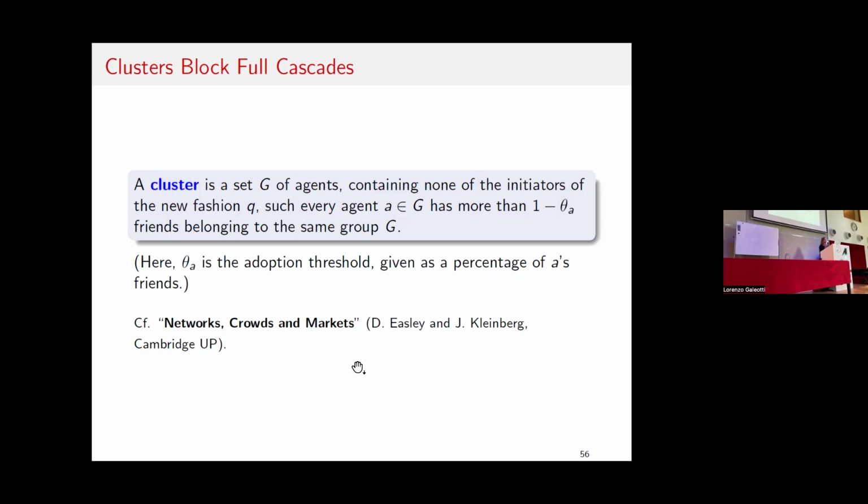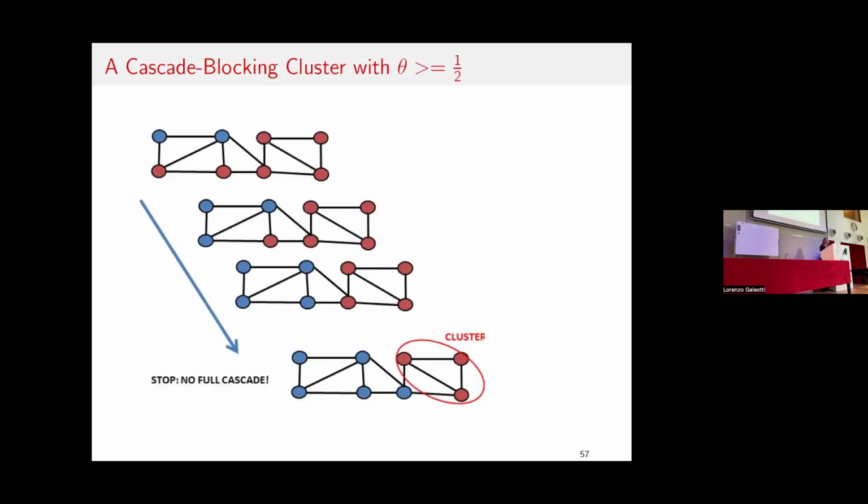For that definition and also the link to the cascades, I always refer to this book, the Networks, Crowds, and Markets book by Easley and Kleinberg, which describes this and also describes the Bayesian setting of the urn example that I previously presented this morning.